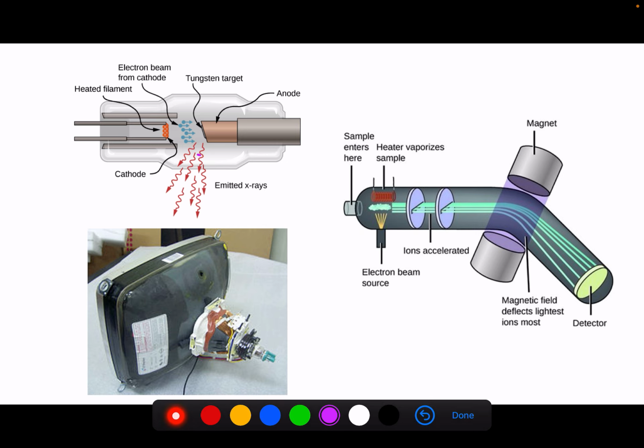The first one is an X-ray machine. We are going to accelerate electrons, hit a target, and when the electrons hit that target, they're going to produce light of very high frequency, gamma rays or X-rays. Okay, so one example of where we use these particle accelerators is to create X-rays by accelerating electrons.